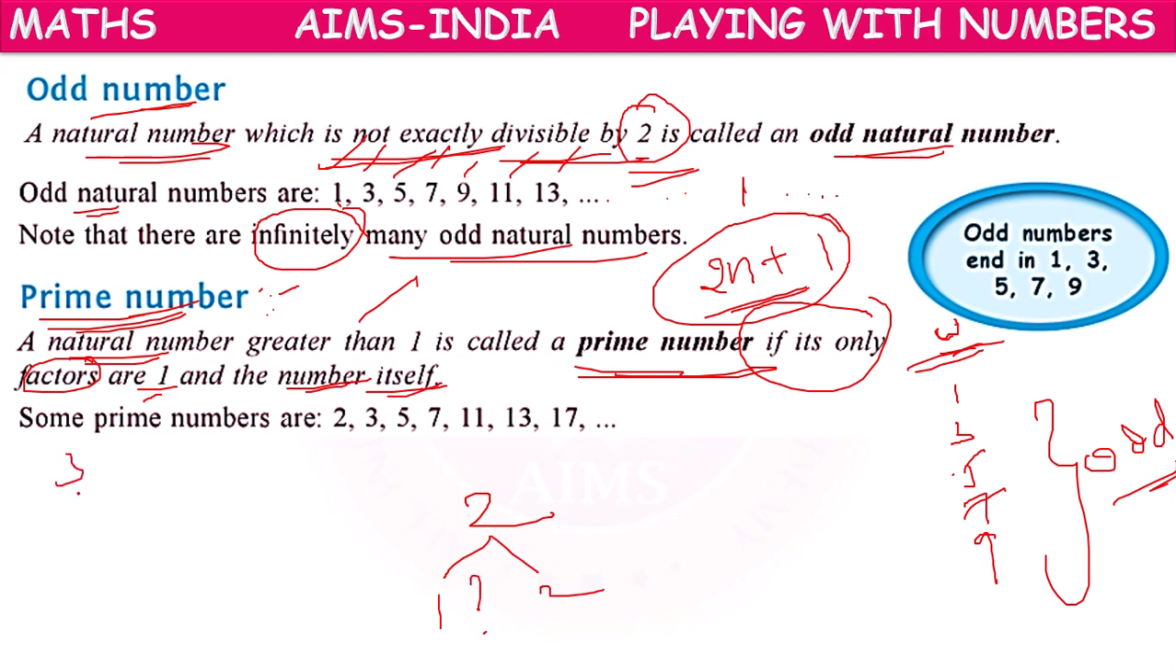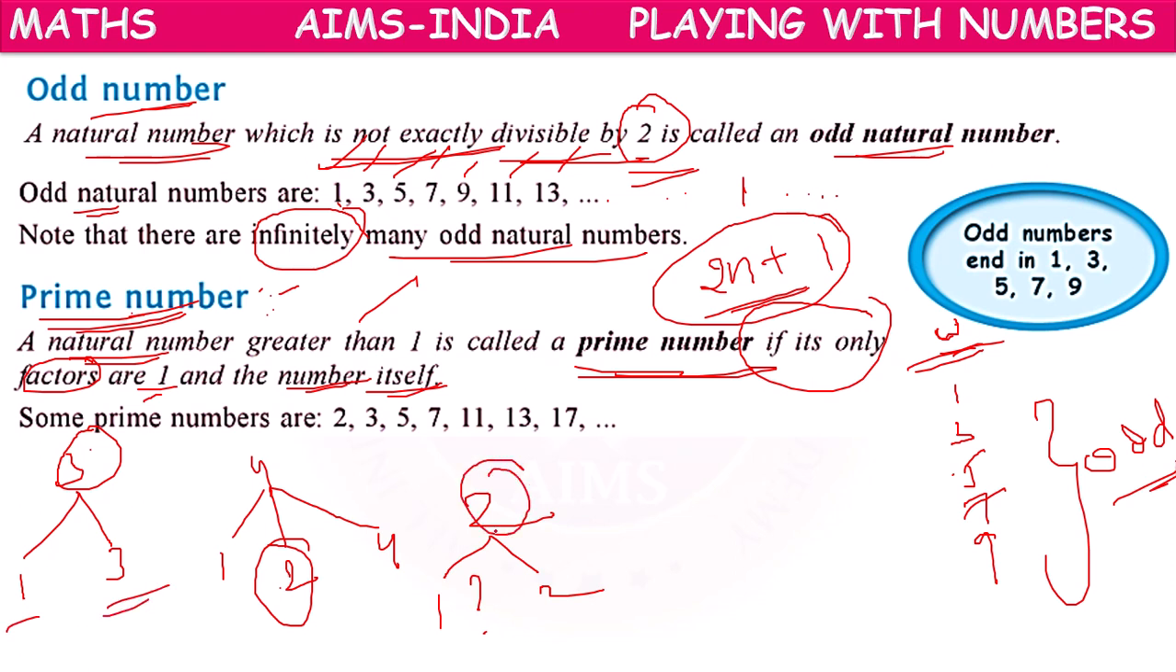If you take 3, divisible by 1, divisible by 3. If you take 4, divisible by 1, divisible by 4 and also divisible by 2. So it is not a prime number. Here 3 is a prime number because its factors are only 1 and itself. 2 is a prime number. Its factors are 1 and itself. 4 is not a prime number. Along with 1 and 4, one more extra factor is there. So that's why it is not a prime number.